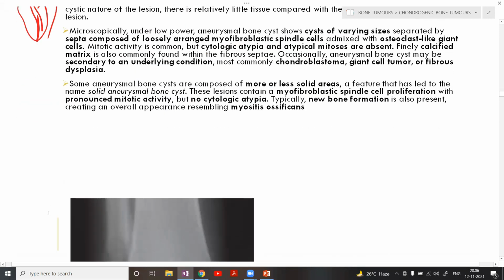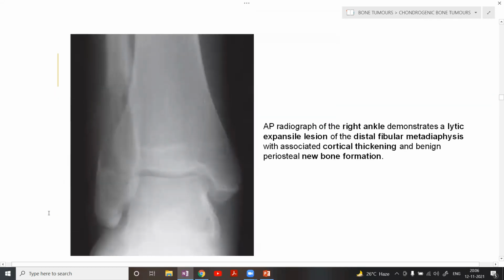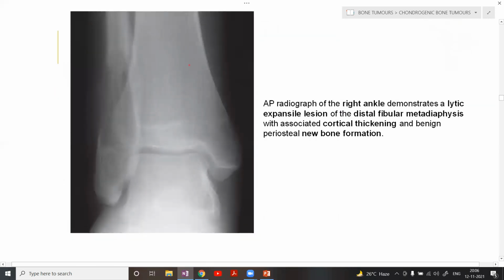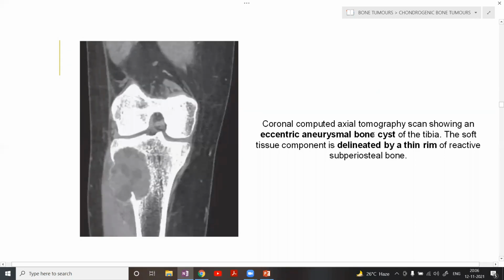First, let me see if there is a radiological image. If we can see over here, in the metaphysis, the right ankle is demonstrating a lytic lesion, if you can appreciate. But it is not at the end; it is actually in the metaphysis. Again, just like any other tumor, there is periosteal new bone formation, which is a classical feature of a benign lesion. This is again a lesion over here. Again, this is the epiphysis.